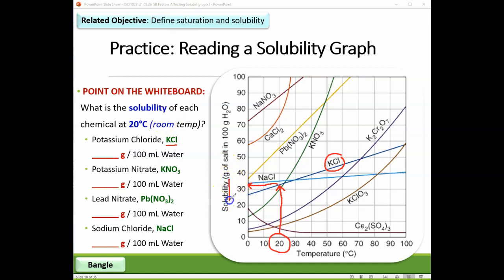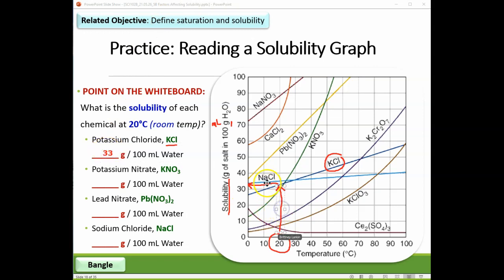Again, the solubility is on the left, in grams per 100 milliliters of water. You'll notice that it says 100 grams of water, but grams and milliliters for water are identical to each other, specifically for water. All right, go ahead and pause the video and think to yourself, based on this, what do you think the solubility of potassium chloride is at 20 degrees? You should see that this is about 32, 33. So I'm going to put 33 grams per every 100 milliliters of water.